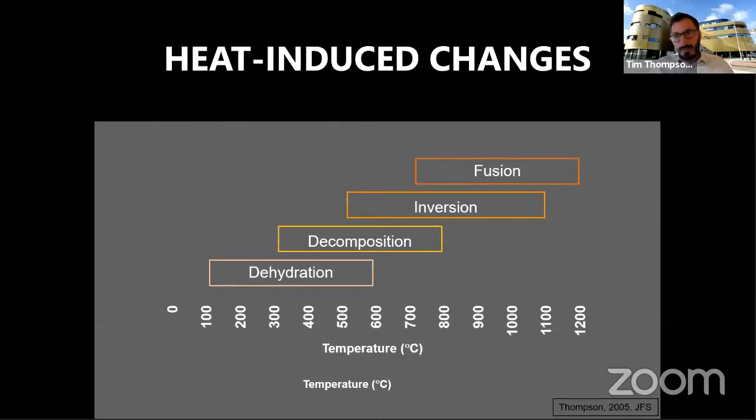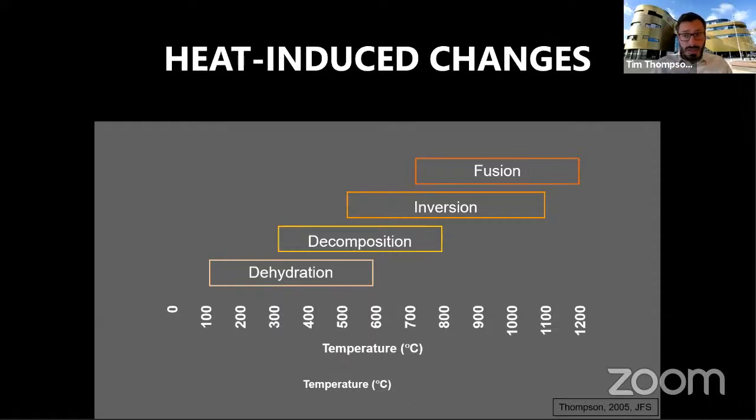The other thing to bear in mind is that these are not discrete changes. So it's entirely possible for a single skeleton, or even a single bone from a single skeleton, to be exhibiting the changes in each of these four phases at the same time. And they all have a slightly different impact on our ability to do our anthropological assessments. But we're going to come back to those a little bit later.